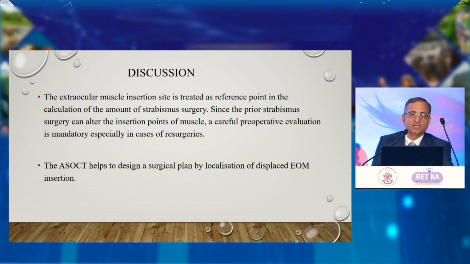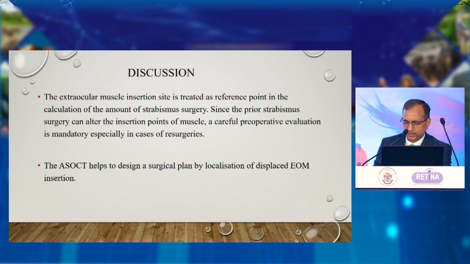So basically, the extraocular muscle insertion site is treated as a reference point in calculation of the amount of surgery. Since prior strabismus surgery can alter the insertion point of muscles, a careful preoperative evaluation is mandatory, especially in patients of resurgery. And basically, this is the role of AS-OCT: it helps to design a surgical plan by localization of the displaced extraocular muscle insertions.